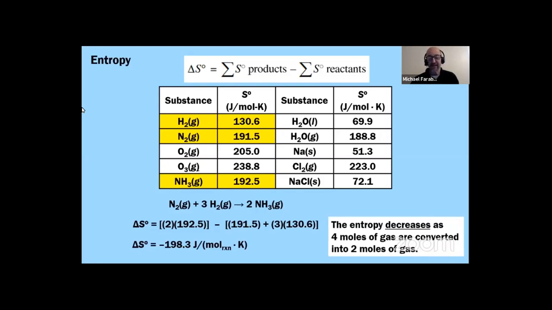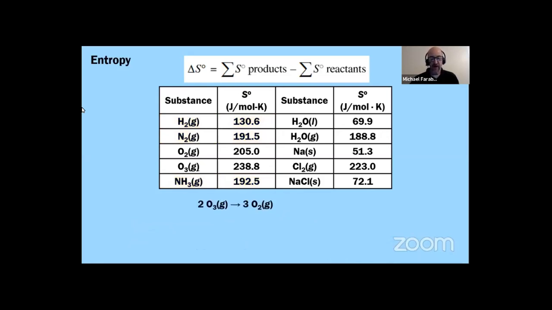Let's take a look at a few more examples of this concept. Here we have the conversion of ozone, which is O3, to molecular oxygen, O2. Think about whether you should increase or decrease entropy. We're going from 2 moles of gas to 3 moles of gas. So 3 times the number for molecular oxygen, that's the products, minus 2 times the number for ozone.